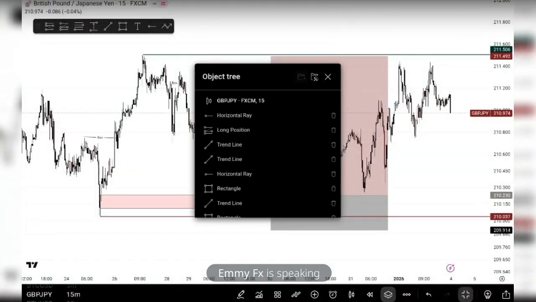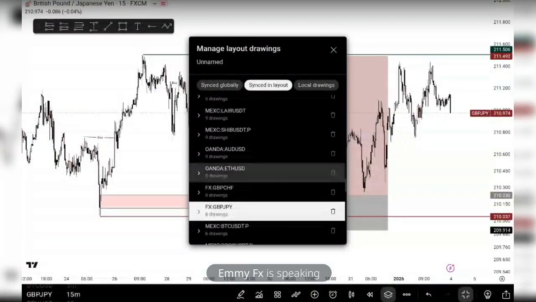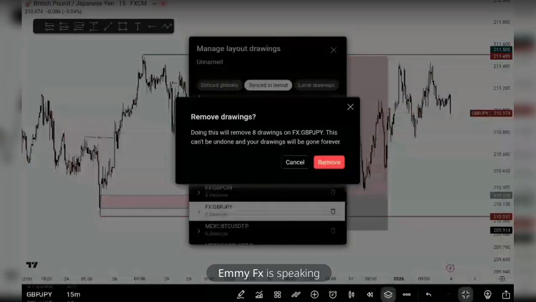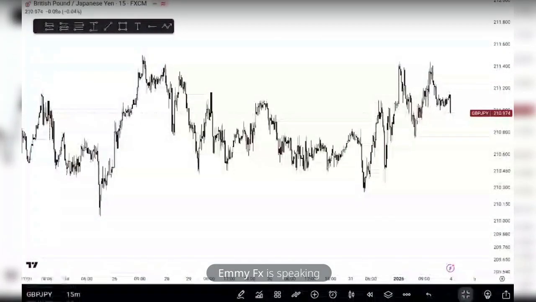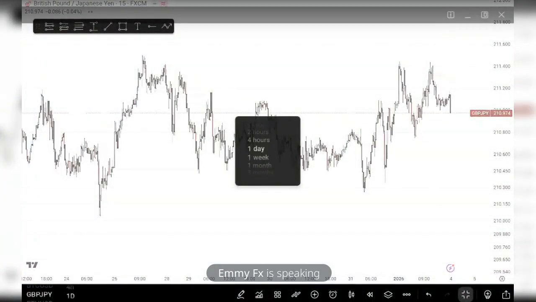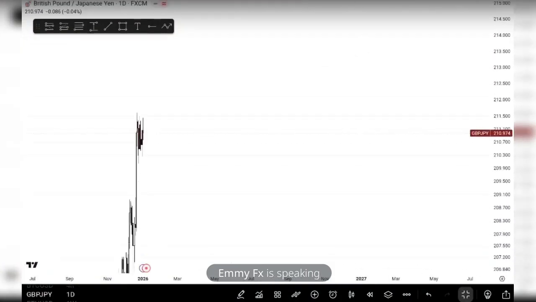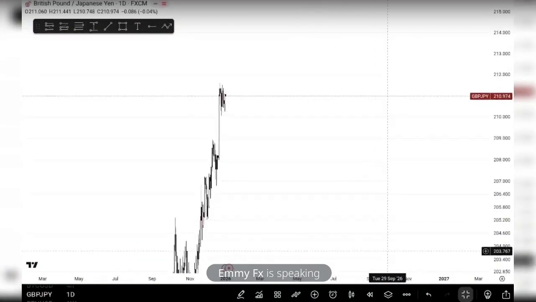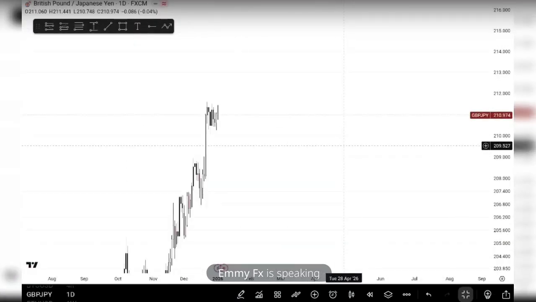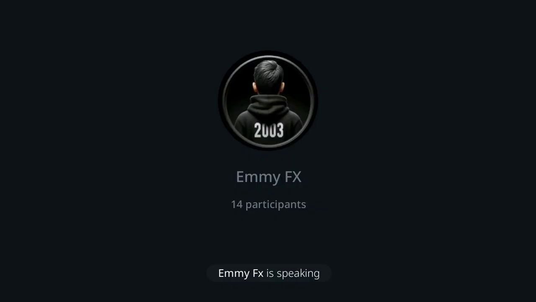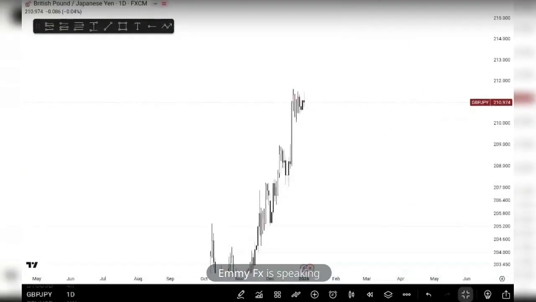So I'm going to remove all this and give another analysis pertaining to this pair. All right, so I'm going to go to the daily time frame to understand what the market is currently doing, because knowing where to take a trade from, I always like to go into the daily time frame because it helps me a lot and also shows me where to take a trade from.